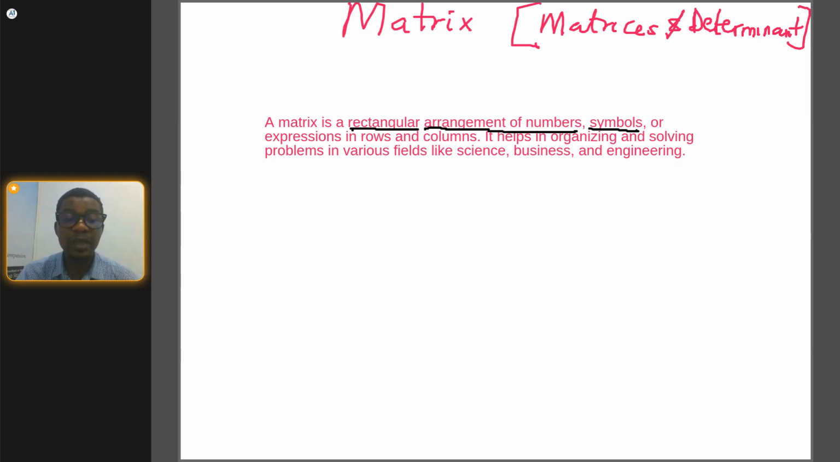So a matrix has two parts, which are the row and the column. So when you represent your information in a rectangular arrangement, it is called matrix because it's going to have a row and a column. Let's cite an example of that. We have a data here to cite an example: presentation of data in rows and columns.